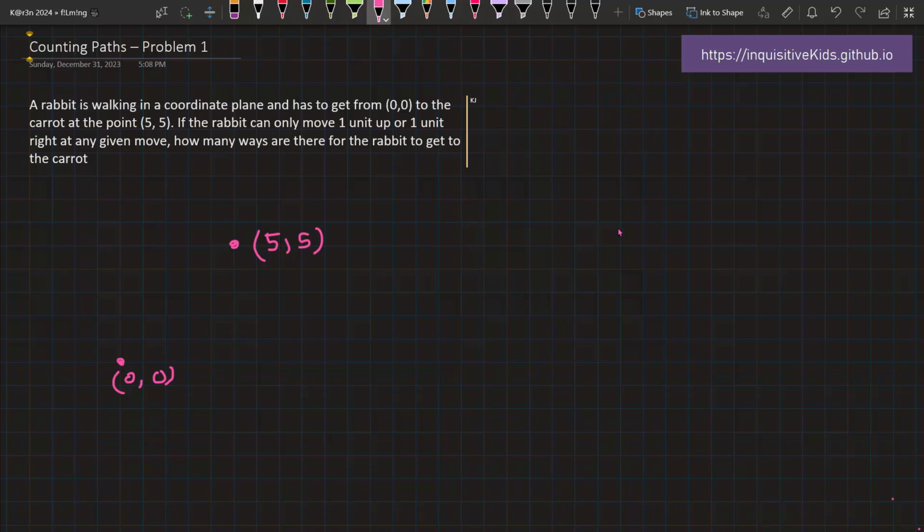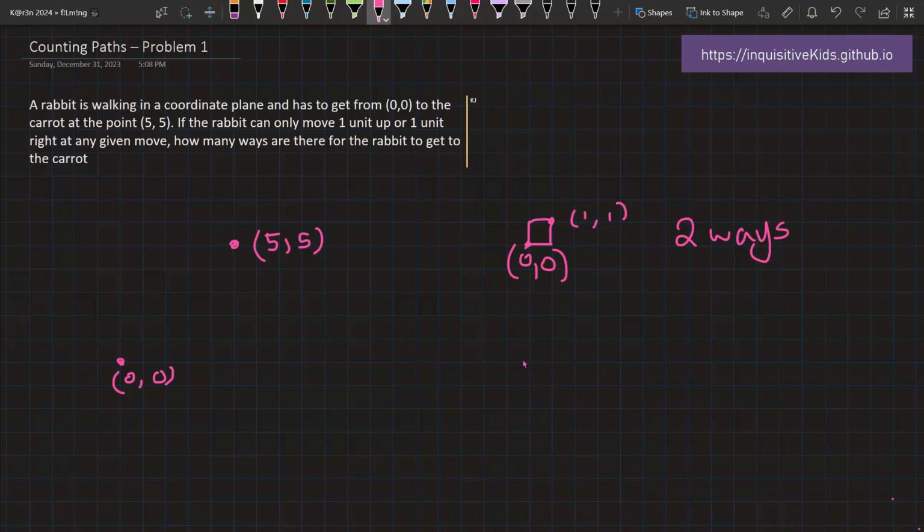Let's first break it down and try to see what would be the answer if it was 0, 0 to 1, 1. This is 1, 1 and 0, 0. Well, we know that we can only be traveling along this square. We can either move up or right. So we could go this way or we could go this way. Those are the two ways. So I'll write here two ways.